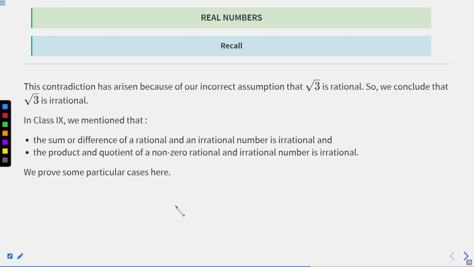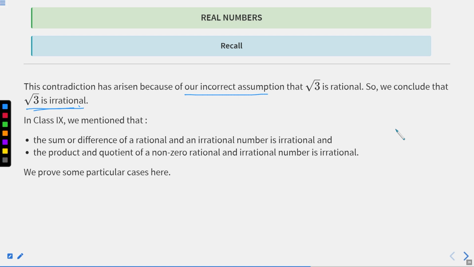This contradiction has arisen because of our incorrect assumption. Our incorrect assumption is that root 3 is a rational number. So we conclude that root 3 is an irrational number. This is how we can prove that root 2 and root 3 are irrational numbers.